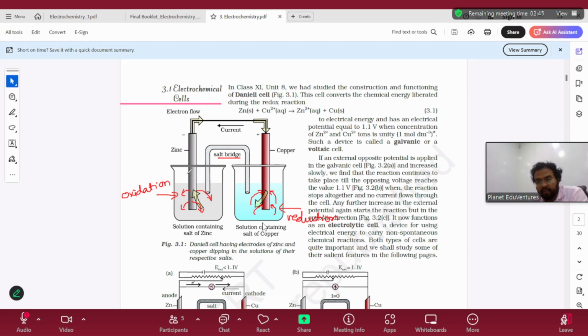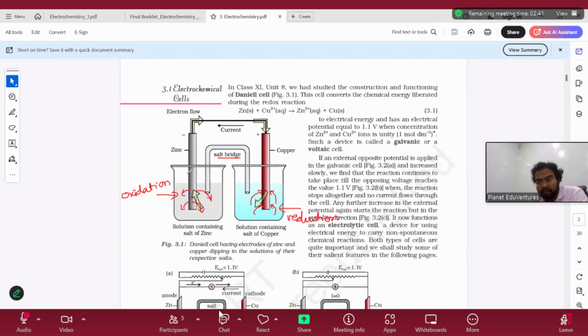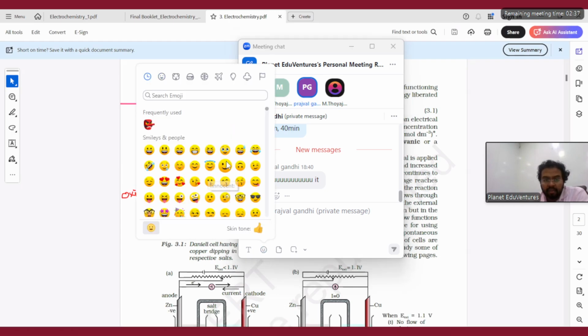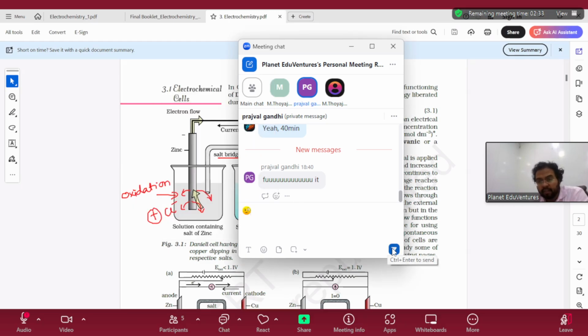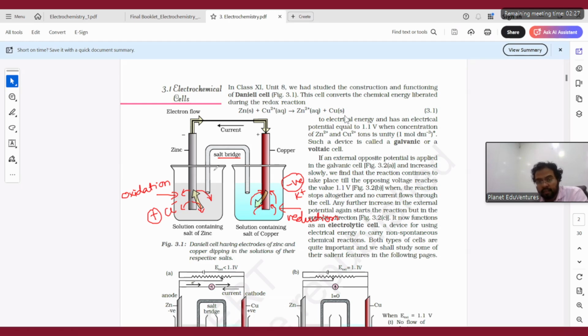Very important. In one line, the answer is it is maintaining the electrical neutrality of both the solutions, because on the left side the solution is becoming more positive, so Cl minus ions are entering to neutralize it, and on the right side the solution is becoming more negative, so K plus ions are entering to neutralize it. That is why salt bridge is so important. And you know the reason why electrons are flowing from zinc to copper. So is this cell understood, everybody? Is this particular cell understood?